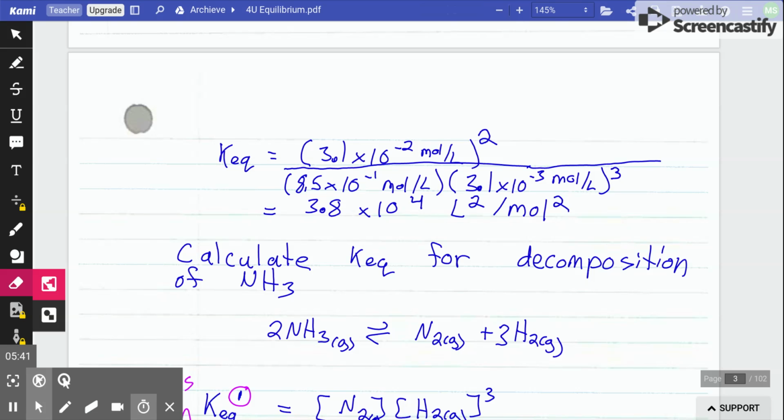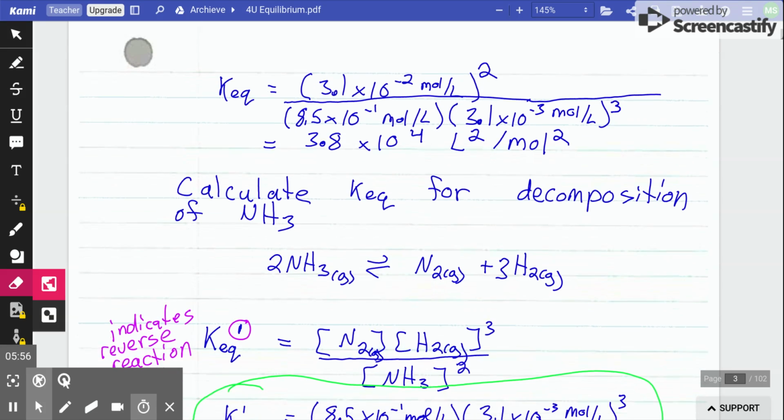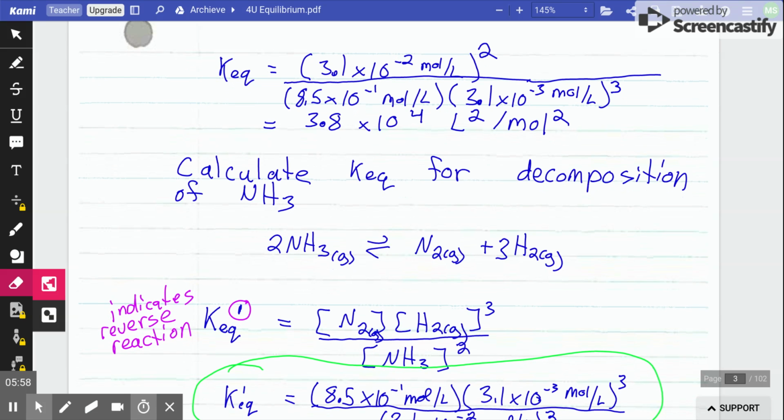So this equilibrium constant, K equilibrium, equals 3.8 times 10 to the 4 liter squared per mole squared, is the equilibrium constant for the synthesis of ammonia. So now we're going to look at calculating the K equilibrium for the decomposition of NH3. So now we're going this way, 2NH3 gas in equilibrium with nitrogen gas plus 3H2. So we're basically looking at the reverse reaction.